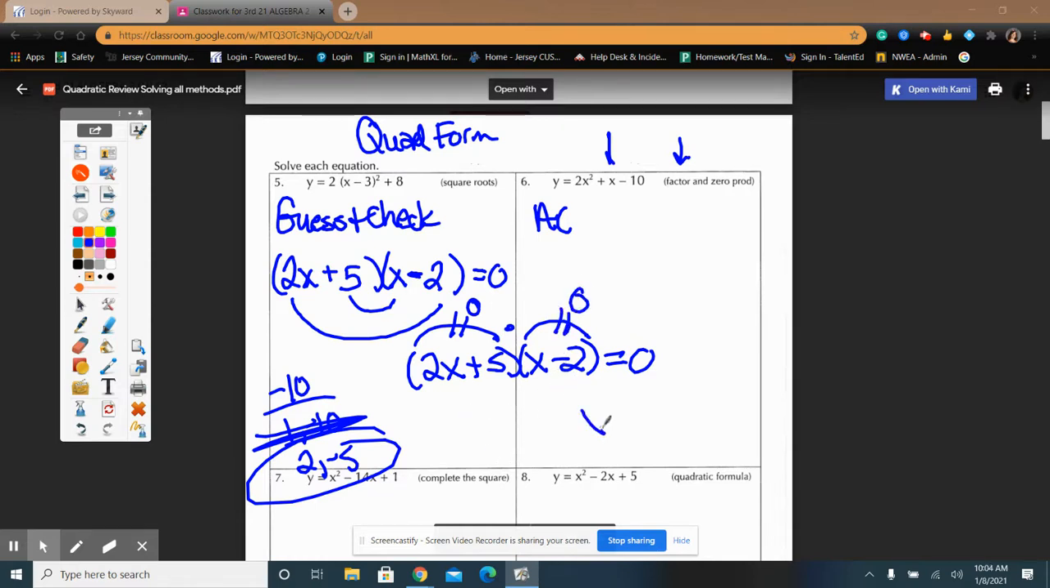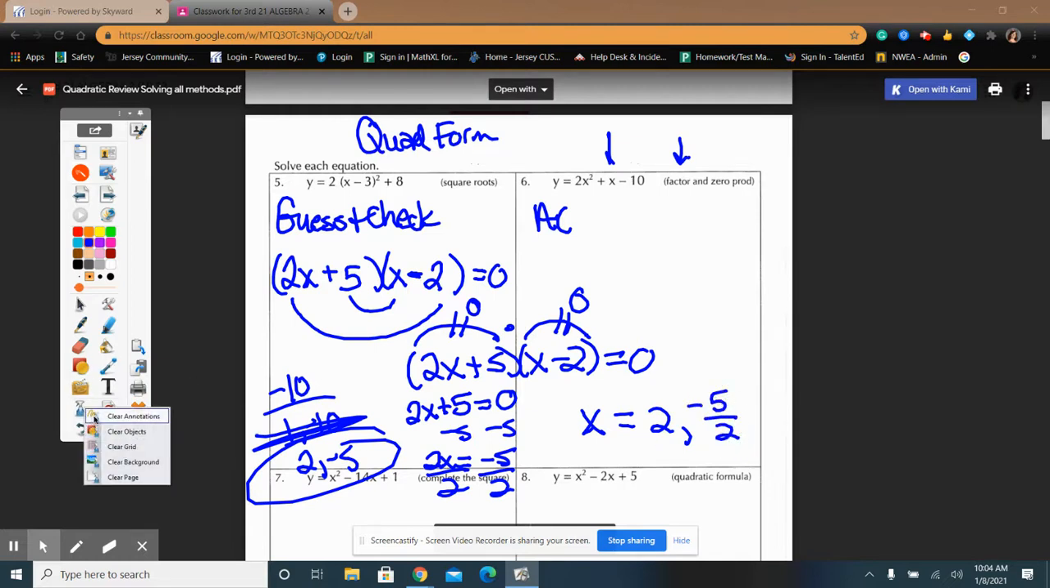Now, the first one on the right is obvious, x equals 2. That would make that 0. But what would make the guy on the left 0? You might have to do a little math. 2x plus 5, how does that equal 0? Well, you would subtract 5 and divide by 2. And the other answer will be negative 5 over 2. So that's if you did the guess and check.